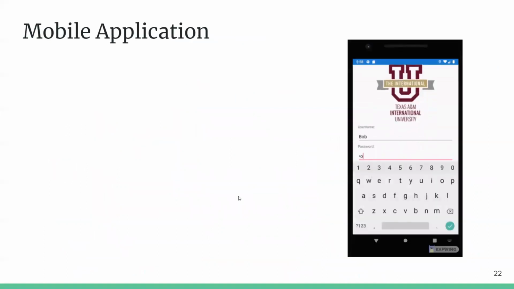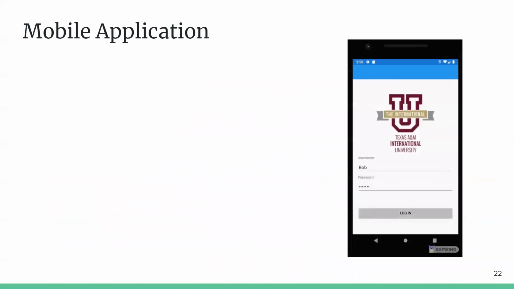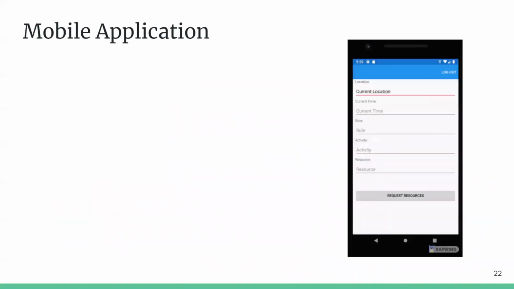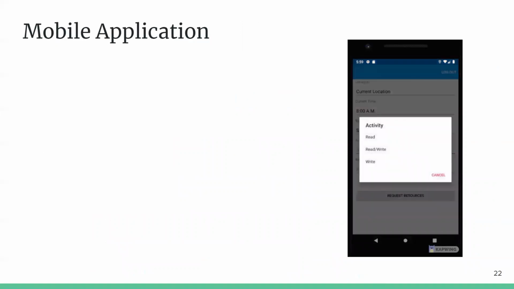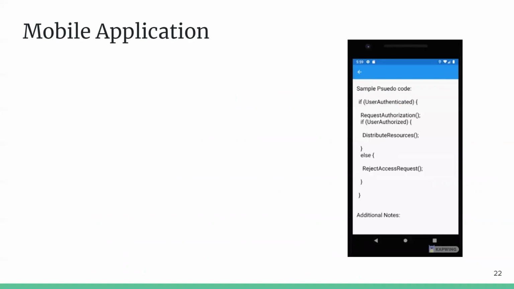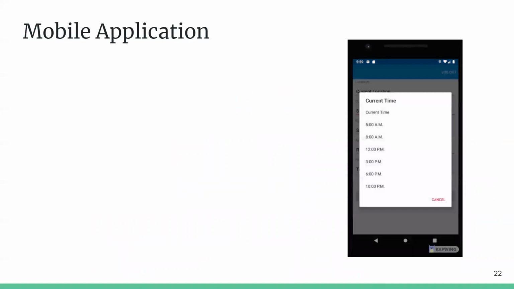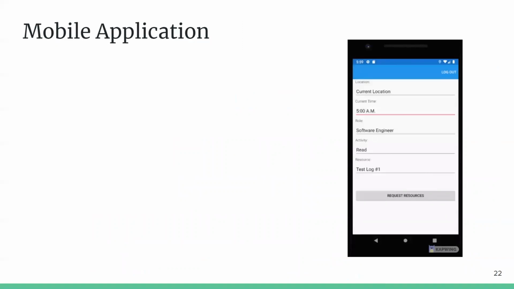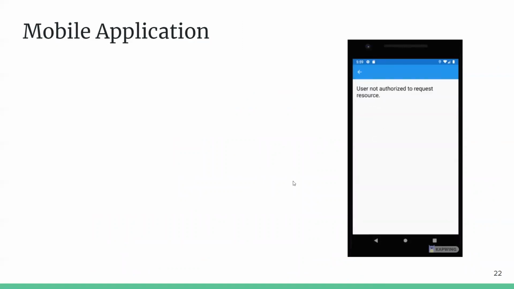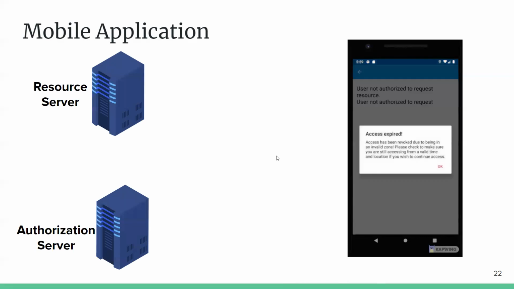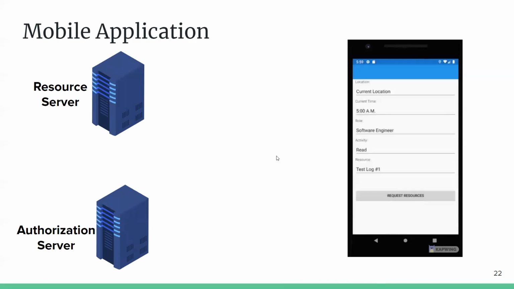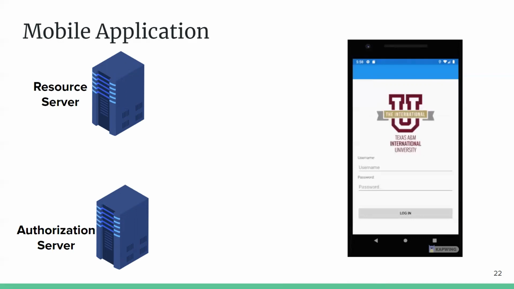Here we can see the mobile application that we've developed. This is a system that allows a user to access the system using credentials and can input various information such as their location or time interval, as well as the role that they want within the system, and the resource they want to access and the activity to perform on said resource. A user is allowed to do so using the resource server and authorization server, which house the information a user must parse through.